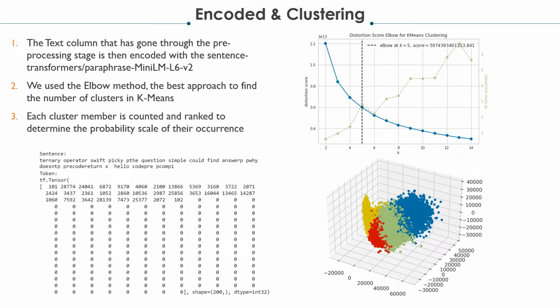We used the elbow method, the best approach to find the number of clusters in K-means. Each cluster member is counted and ranked to determine the probability scale of their occurrence.